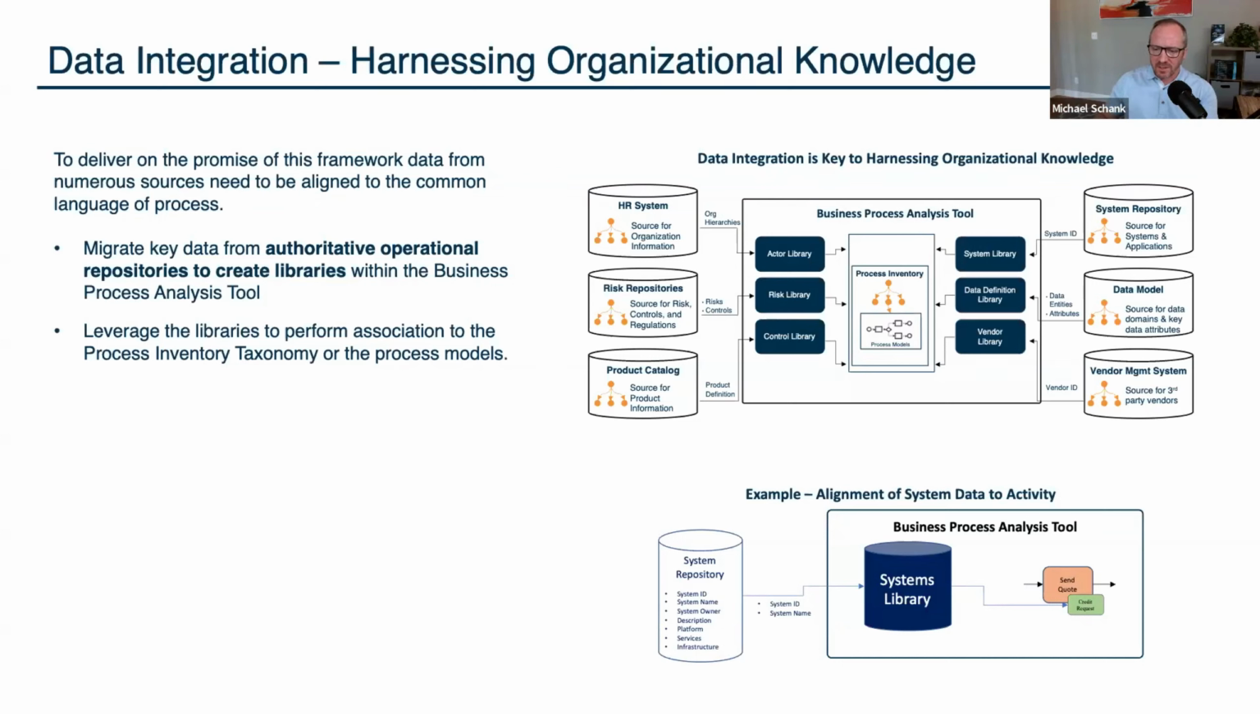So there's an example at the bottom where I have a system repository and it's got system ID, system name, et cetera. But I take that information, I build it into a system library, and then when I build a process flow and I have an activity called send quote, now I could associate that it happens to happen on the credit request system. So building that association gives you the ability to slice and dice the information, the environment, and understand the impacts across everything. And that's really key for connecting stakeholders, and I'll get into some resilience, but there's a lot of implications and benefits for doing something like this.